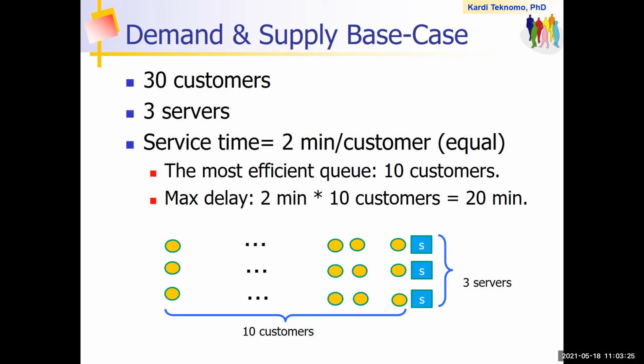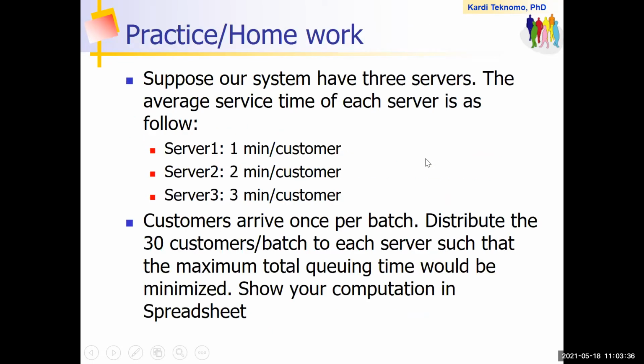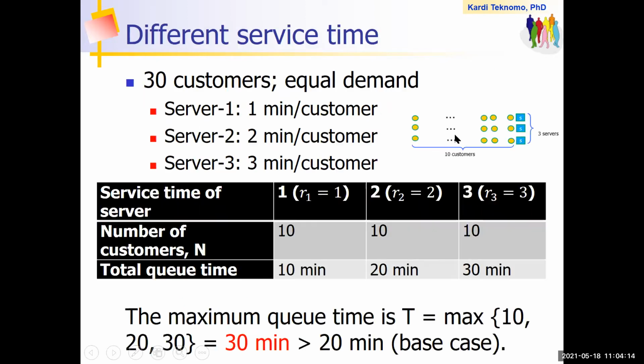So let's use this value, 20 minutes, as your base case scenario. This is the base case scenario that you will compare with other scenarios later on. Is this the best or not? Suppose now this is your homework. Suppose our system has 3 servers. The average service time of each server is as follows. Server 1 is 1 minute per customer, server 2 is 2 minutes per customer, server 3 is 3 minutes per customer. The customers arrive once per batch. Distribute the 30 customers per batch to each server so that the maximum total queuing time will be minimized, and show your computation in a spreadsheet. I will solve this homework.